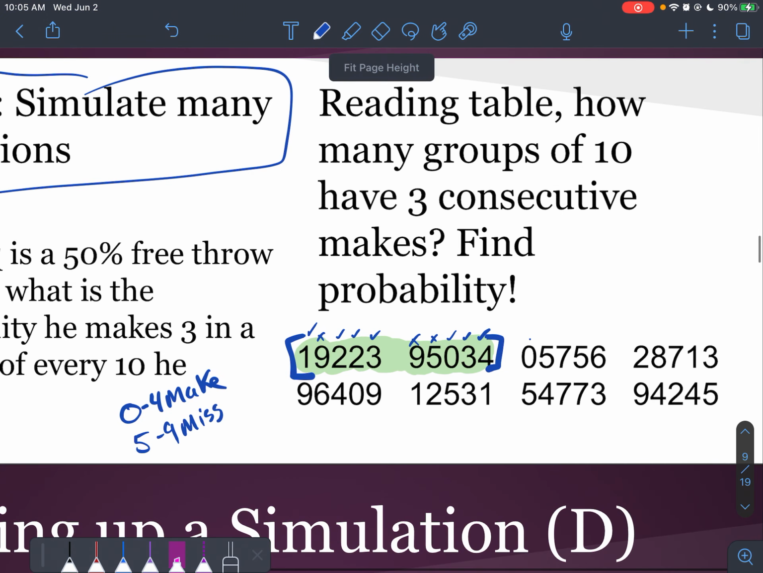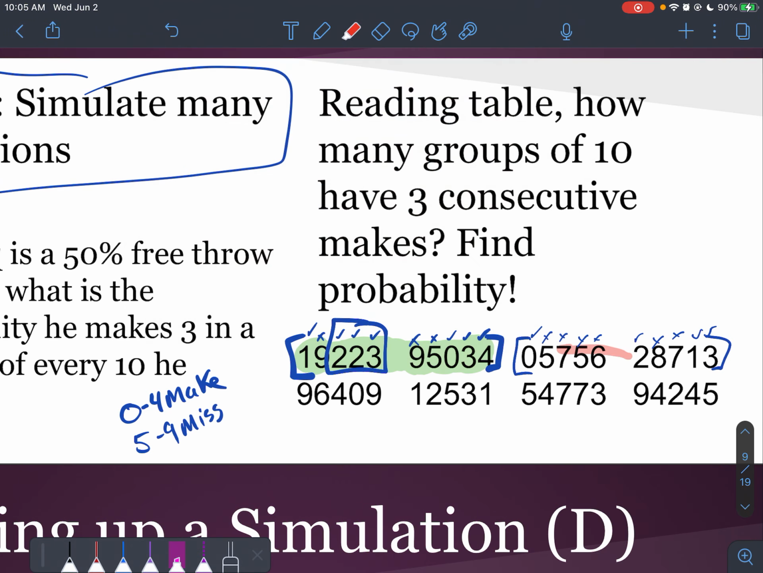Let's look at the next one. We're looking for 3 in a row, 3 consecutive makes. So I've got make, miss, miss, miss, miss, make, miss, miss, make, make. We started off, but it still didn't finish out. So this is going to be a red, a not success.